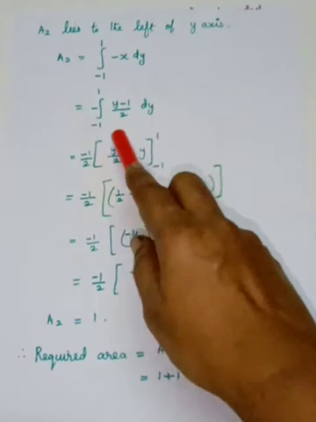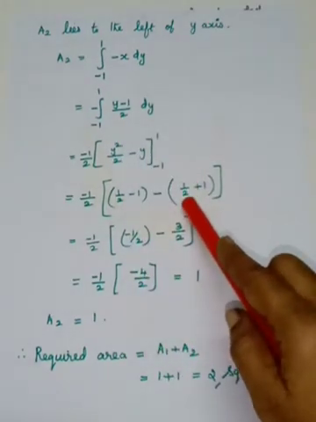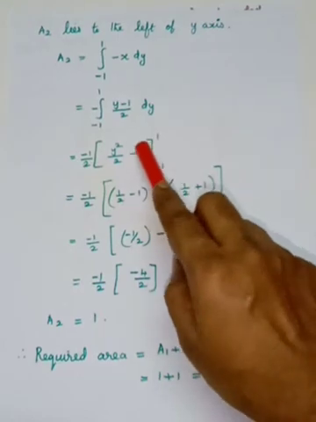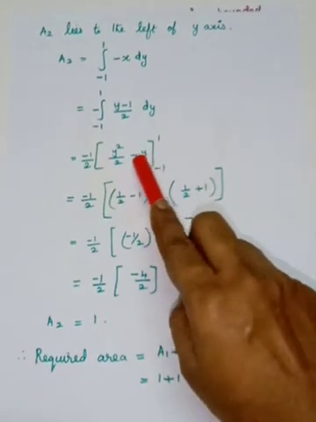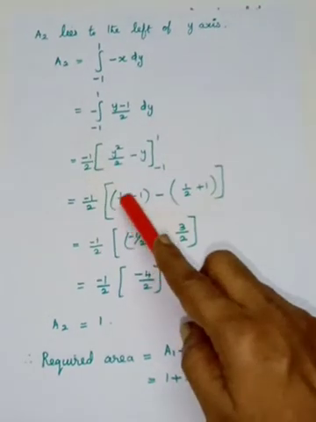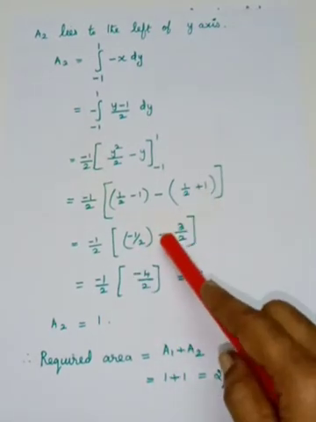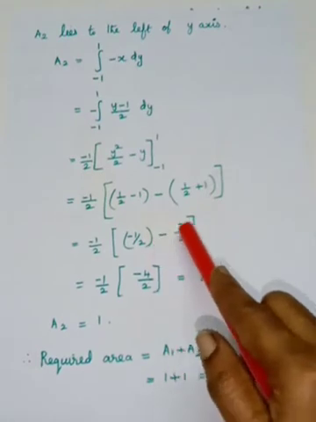What is minus 1 the whole square? That is 1, so 1 by 2, minus of minus 1. In the place of y, you have to substitute minus 1. So minus of minus 1 is plus 1. Half minus 1 is minus half. Half plus 1 is 3 by 2. In between you have minus, so minus 3 by 2.